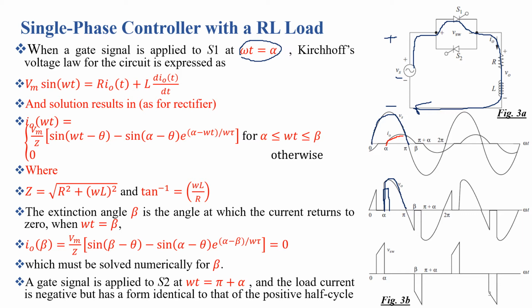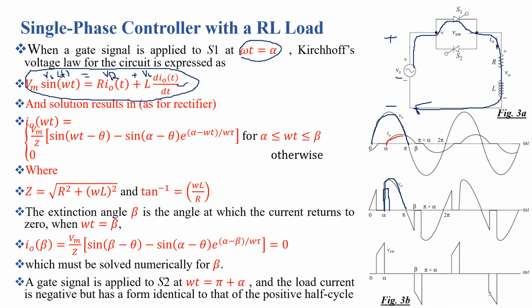For this current path, the circuit looks like a half wave controlled rectifier. By applying Kirchhoff's voltage law, we can solve for the instantaneous value of the output current. We get this equation where Vm sin omega t is equal to Vs of t, R I naught of t is the voltage drop across the resistor, and L dI naught of t by dt is the drop across the inductor.